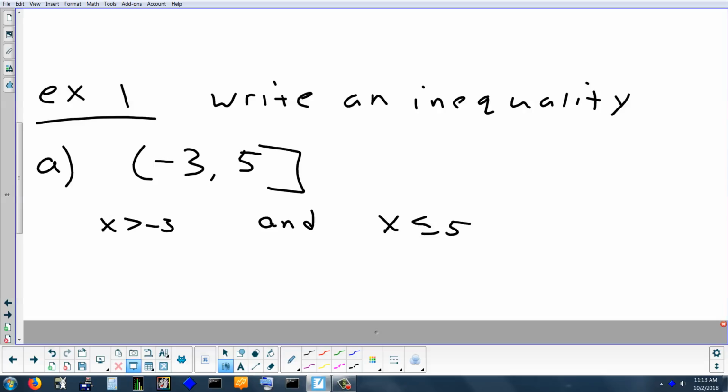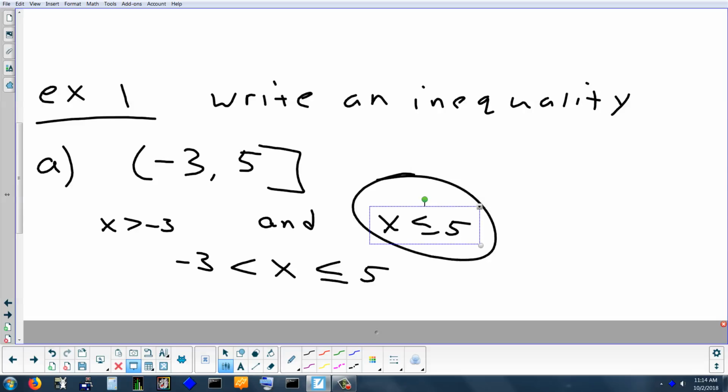Perfect. Now the only thing I want to do is combine them into a single inequality. Put the letter in the middle. Smaller number on the left, bigger number on the right. They should always be pointing to the smaller number. When it's pointing at the -3, it doesn't have the equal to. When it's pointing at the x in this inequality, it should have the equal to. So that is what I'm looking for. Any question on that? Just changing an interval to an inequality.